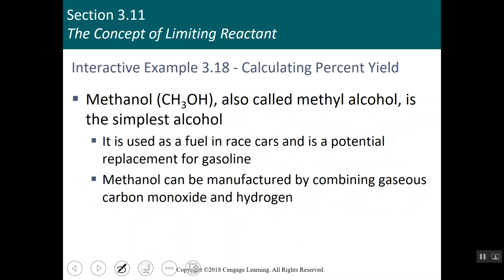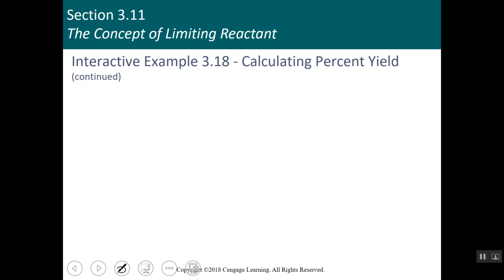So calculating a percent yield: methanol is also called methyl alcohol. It's the simplest alcohol there is. It's used as a fuel in race cars, a potential replacement for gasoline, and it can be manufactured by combining gaseous carbon monoxide and hydrogen.